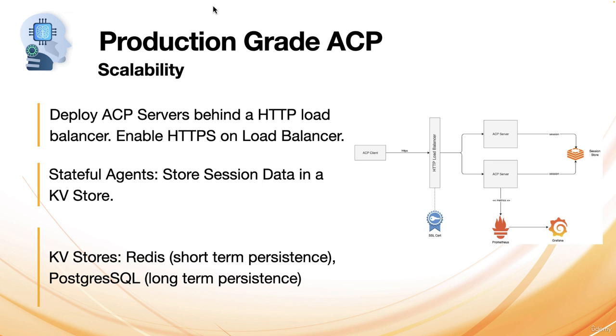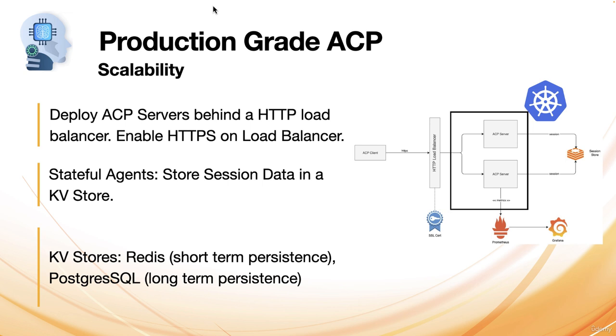Or you can containerize your ACP servers and deploy them to Kubernetes and allow Kubernetes to do the load balancing for you. If you use a load balancer, it's highly recommended that you terminate an SSL certificate on the load balancer to enable HTTPS. We will explore this in more details later. Also, all these ACP servers that you see on this diagram are copies or instances or clones of the same ACP server. And we do that to cope with more load.